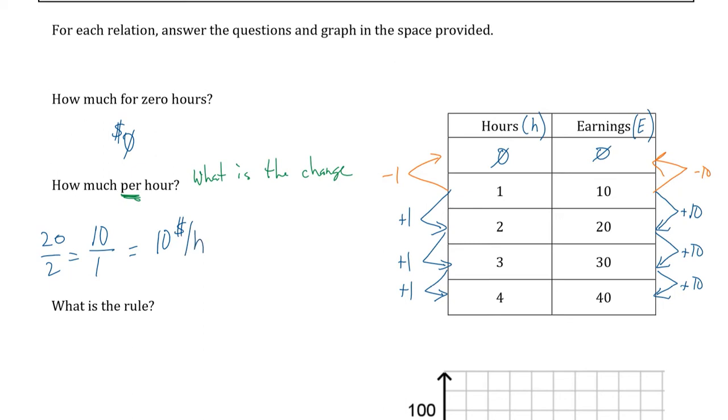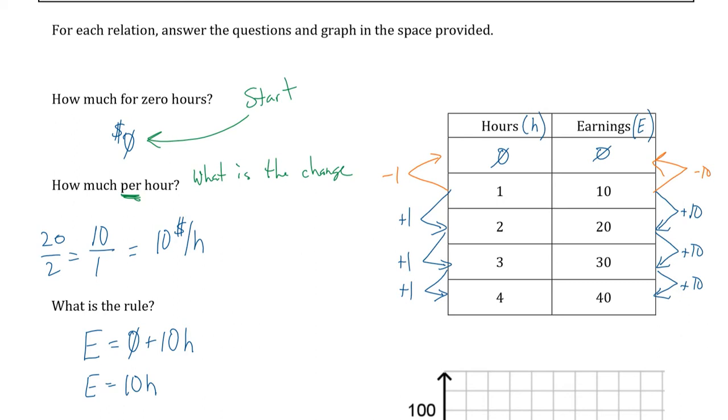So what is the rule? Remember, to make up a linear relation, there are two things: how much for 0, or in other words, where does it start? And what is the change? And so my total amount of earnings will be where it starts. So I could say 0 plus $10 per hour. So I chose H as my variable. I could have chosen X. I could have chosen N. I could choose whatever. I could choose T for time. I chose H for hours.